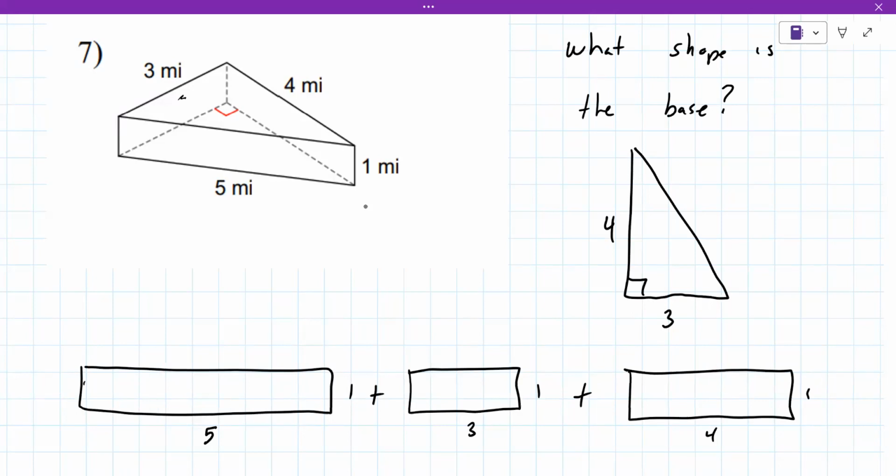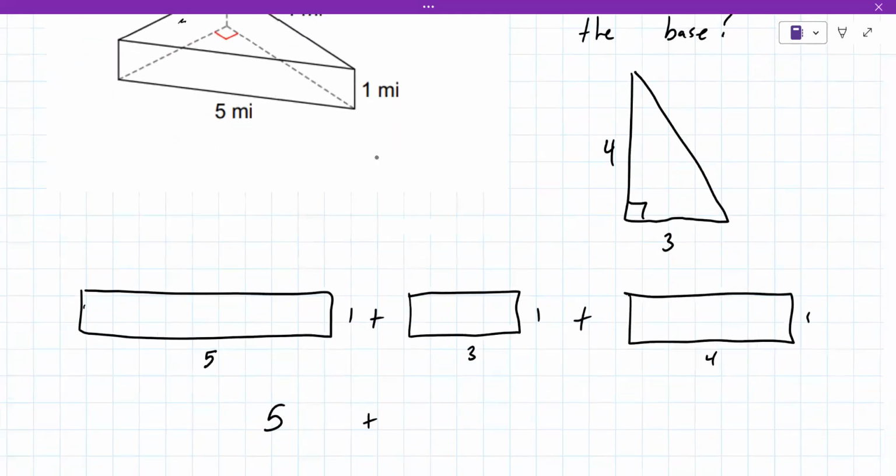Gotcha. So I would just do 5 times 1, 3 times 1, and 4 times 1, which just gives me 5, 3, and 4. 5 plus 3 plus 4 is 12. So the lateral area will be 12 miles squared.